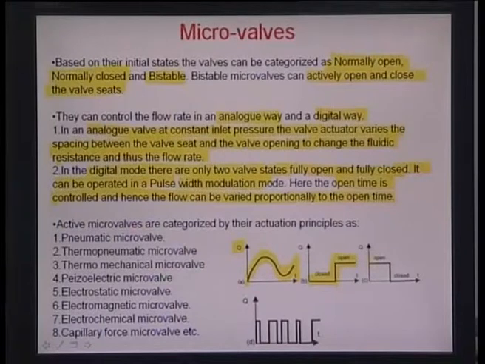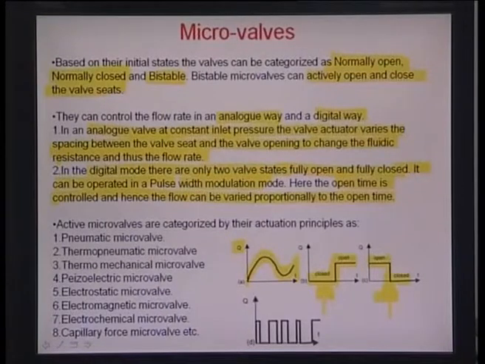This is the digital micro valve, where you have only two states, closed or open, and the transition between them is very small in time. So, you do not need much opening time or closing time, it automatically either opens or closes. Here this is a normally open system, and this is a normally closed system.